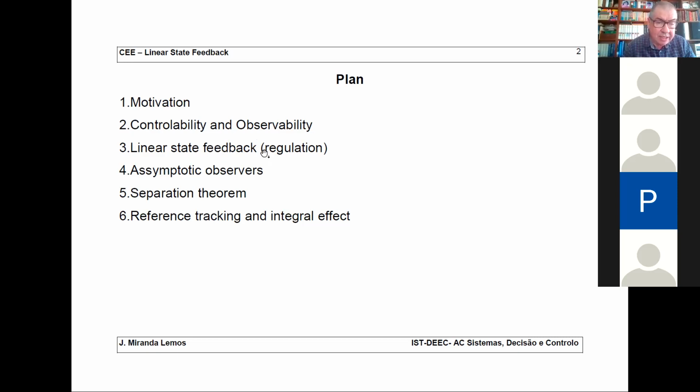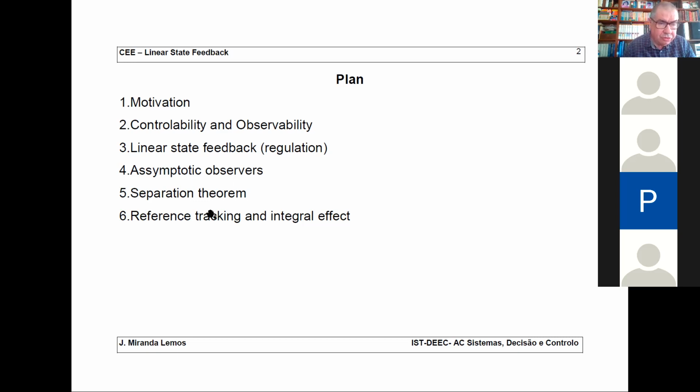Then, in many cases, you can't measure all the state directly to do the feedback. So we are going to learn how to develop what could be called a software sensor. It's an algorithm that uses the model of the system and allows you to estimate the state based on observations of the input U and the output Y.